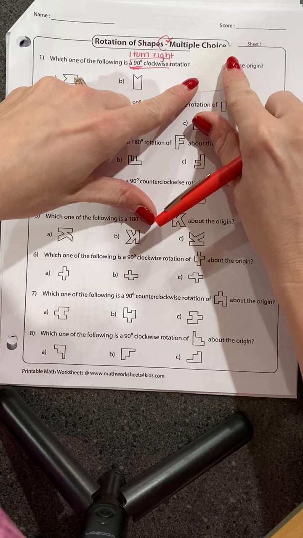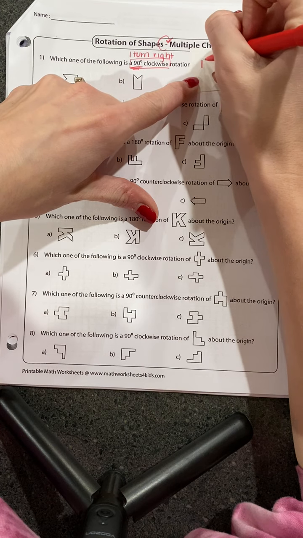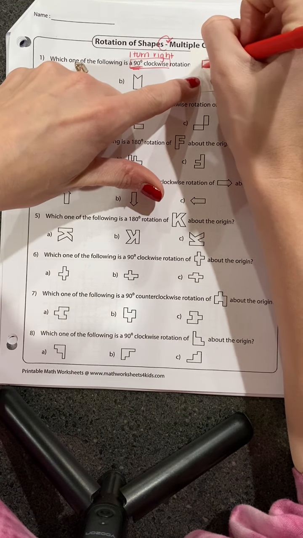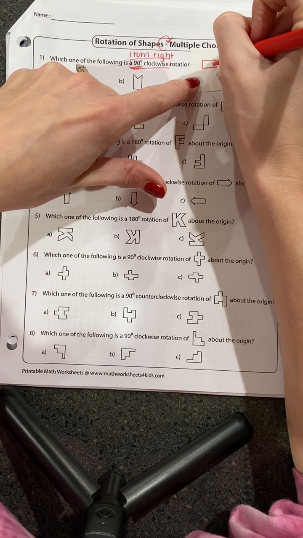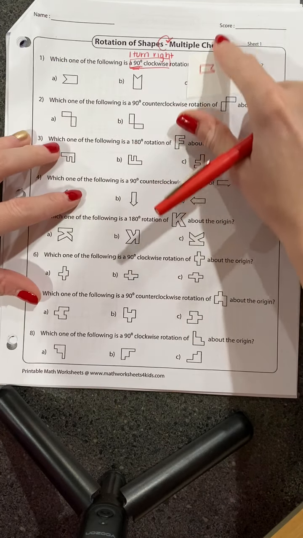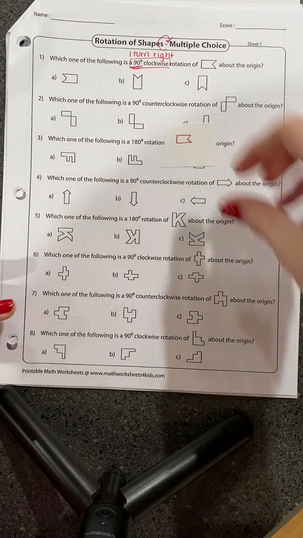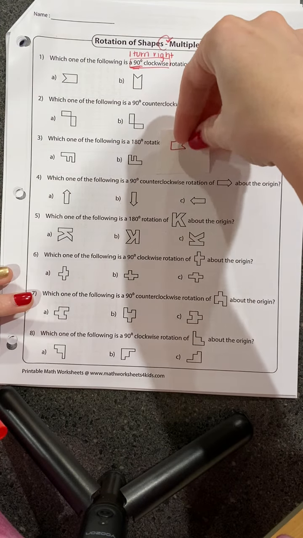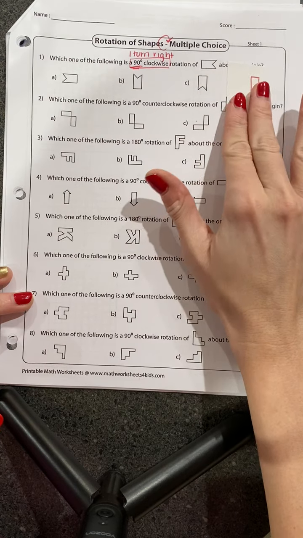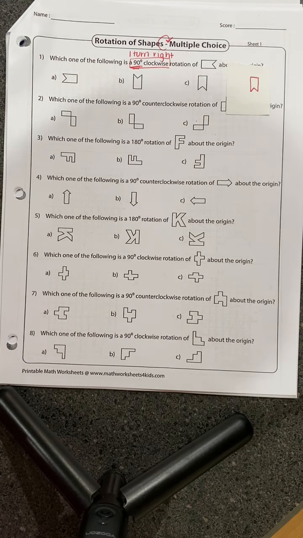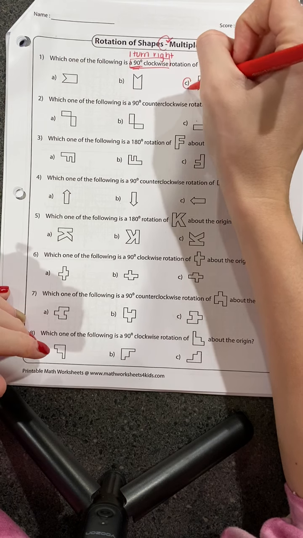So here, I know it's kind of harder to see, but I'm going to trace my little figure. There. And I'm going to take that and turn it one time to the right. So I'm turning it once to the right. And that is what I get. So which one matches up with that? That would be C.